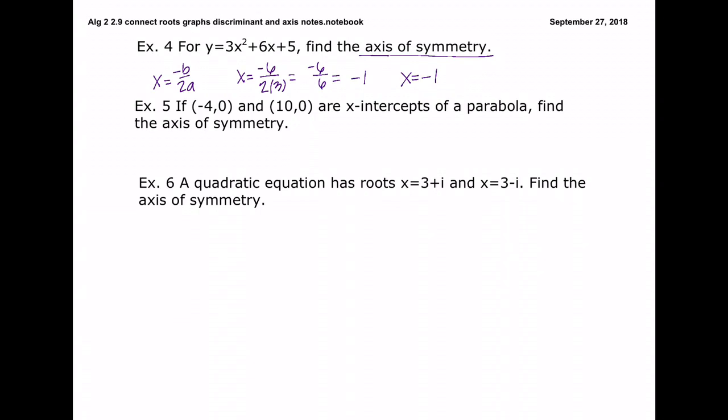In example 5, if we have negative 4, 0, and 10, 0, these are the x-intercepts of the parabola. So we can find the axis of symmetry by averaging those. Negative 4 plus 10 divided by 2. So we get 6 over 2. So our axis of symmetry would be the line x equals 3.